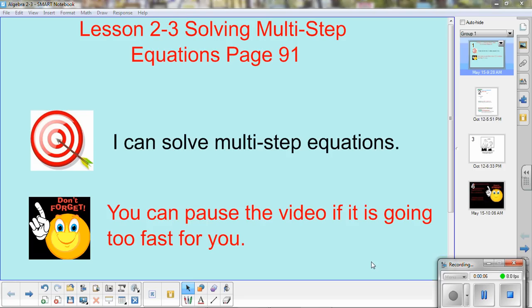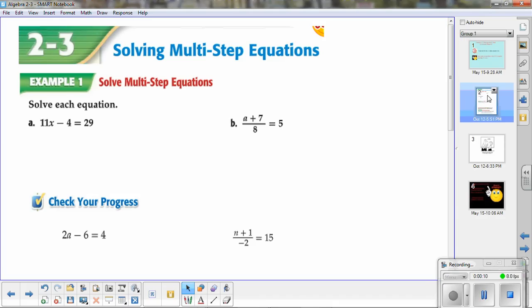In Lesson 2-3, you will be solving multi-step equations. Our first example is 11x minus 4 equals 29. First thing we're going to do is draw our train tracks. And then remember, we are going to undo everything that's been done to the variable.